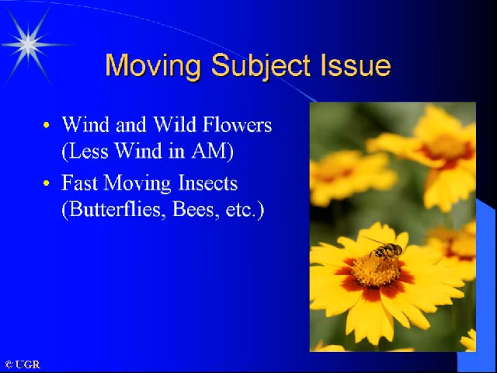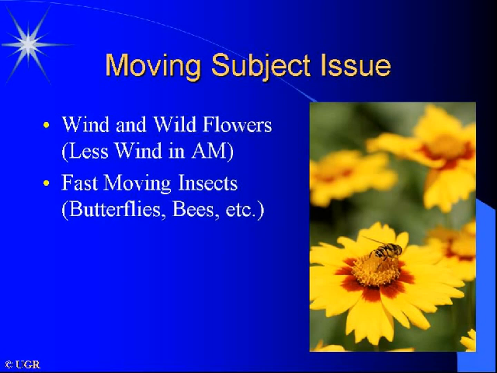Another problem that you run into with the slow speeds is moving subjects. Now, if you go up into the mountains and take photographs of wildflowers, the wind can be blowing those flowers back and forth in front of your camera lens. And so even if you have the camera sitting on a tripod, that flower is moving in front of your lens. The only way around this that I have found is to go early in the morning when there is less wind. And that way you usually can find a slow point in the wind where you can take close-up photographs.